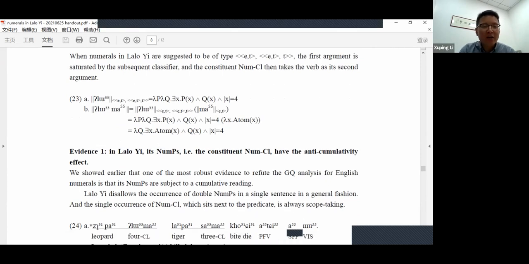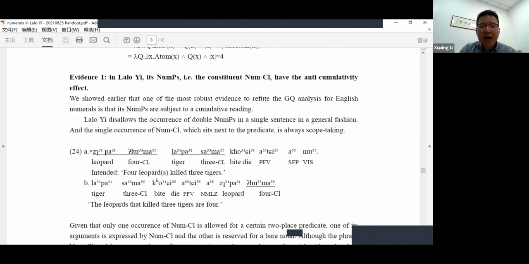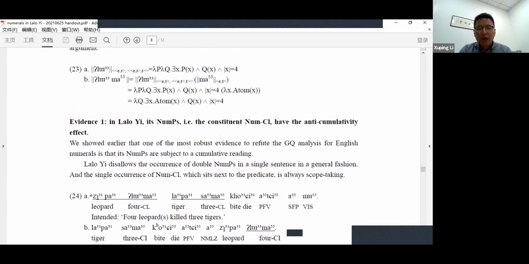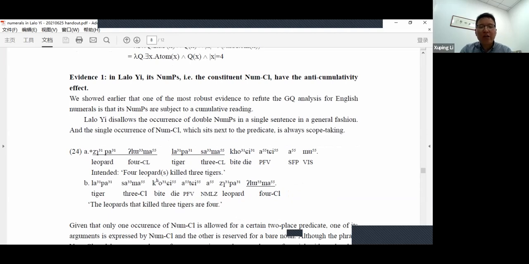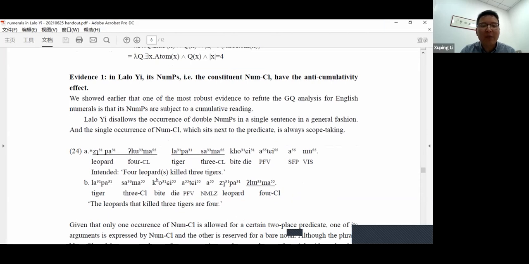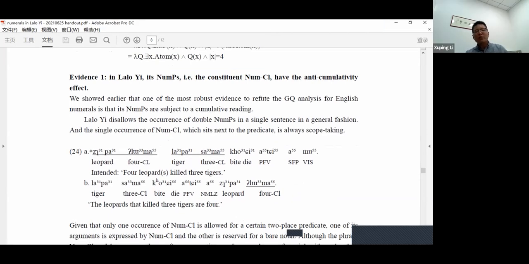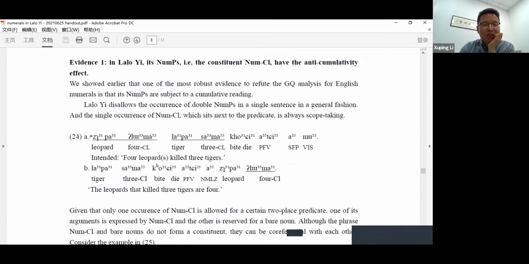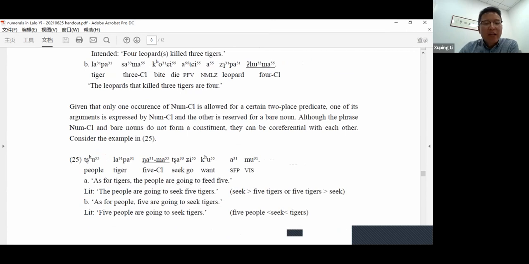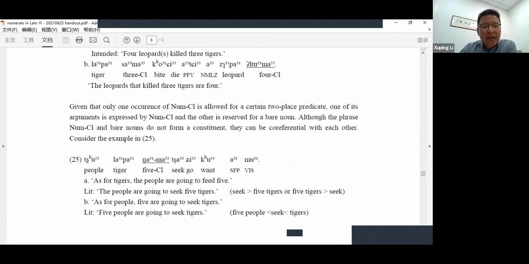Okay, and we got some evidence. The first evidence is that numcla, number P's in Lalo, have the anti-cumulativity effect. It's never possible to say 4 leopards killed 3 tigers. In a single sentence, you cannot accommodate 2 number P's. Instead, if you want to express the same meaning, you must say the leopards that killed 3 tigers are 4. You must use the relativization strategy, and also numcla must always be scope taking.